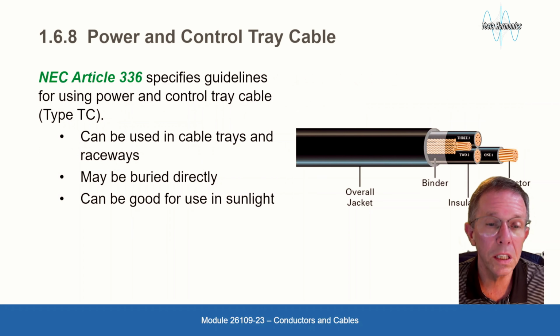Power and control tray cable. NEC Article 336 specifies guidelines for using power and control tray cable, or type TC. It can be used in cable trays and raceways, may be directly buried, and can be used in sunlight.